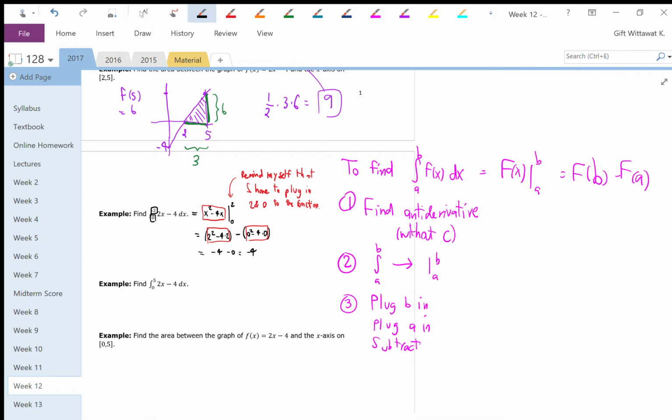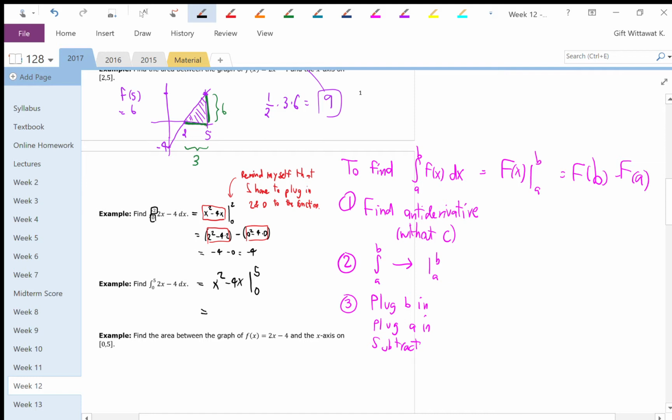So once we see that, let's go ahead and do the next one real quick. So this is again the integral of the same function, and it goes from 0 to 5. So let me do it quickly here. The antiderivative is going to be x squared minus 4x. So I'm done with step 1 now. To begin with step 2, I replace the integral from 0 to 5 with the vertical bar from 0 to 5.